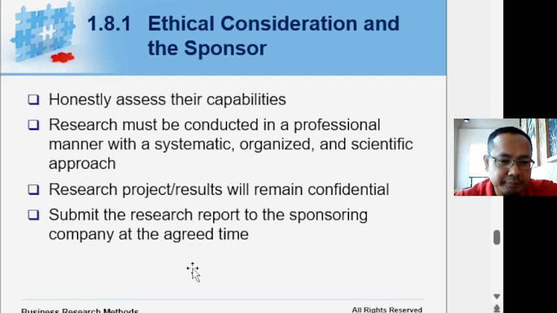Then research project results will remain confidential, and the research report is submitted to the sponsoring company at the agreed time. So this is ethical consideration and the sponsor. Maybe in some organizations, since we don't have the capability to do business research, normally we will hire a third party to do business research for our organization.